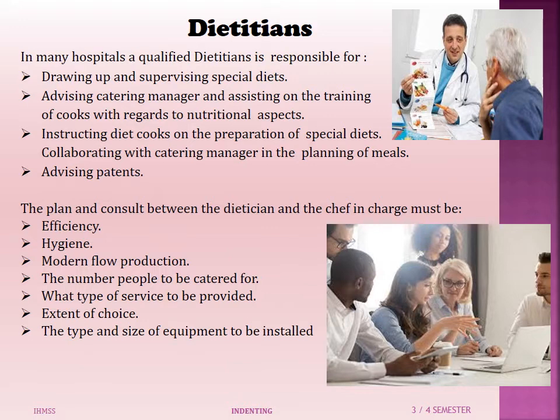The planning and consultation between the dietitian and the chef in charge must cover the following: efficiency, hygiene, modern flow of production, the number of people to be catered for, what type of service is to be provided, the extent of choice, the type and size of equipment to be installed.